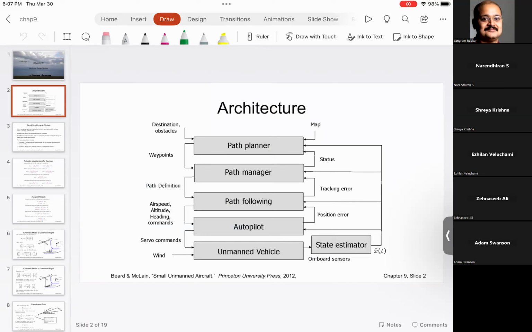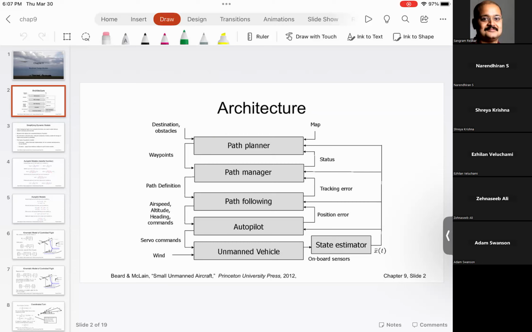So this is the path that we have been taking. We looked at the unmanned vehicle. Clearly, the sensors on the unmanned vehicle are noisy, so we need some type of a state estimator. Then we have an autopilot that is used for stabilization, roll, pitch, and then we have some type of heading control. Then we supply some commands from the path following algorithm.